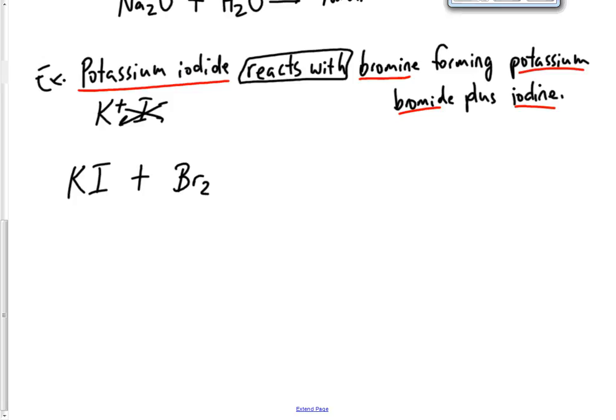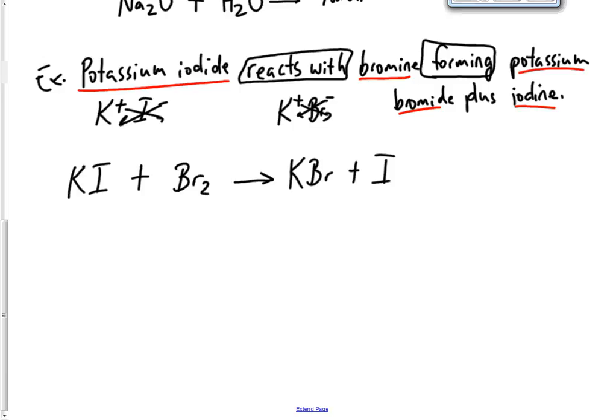Forming is your arrow in this case. So forming potassium bromide plus iodine. So you have K+, Br-, cross them, you get KBr, and then plus iodine. And again, iodine is diatomic, so it gets a subscript of 2. Then you have to balance that.